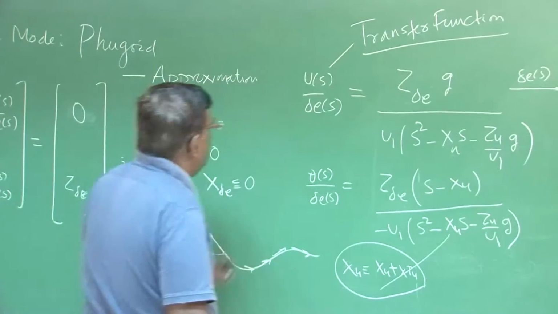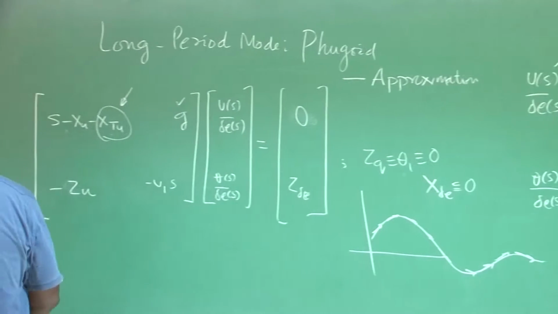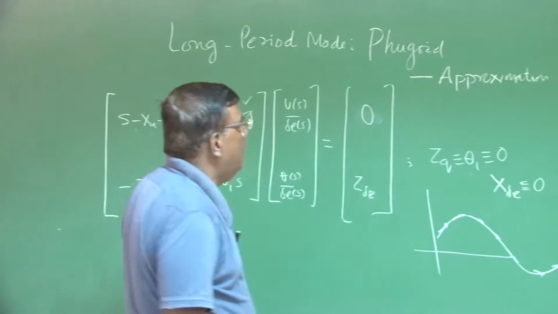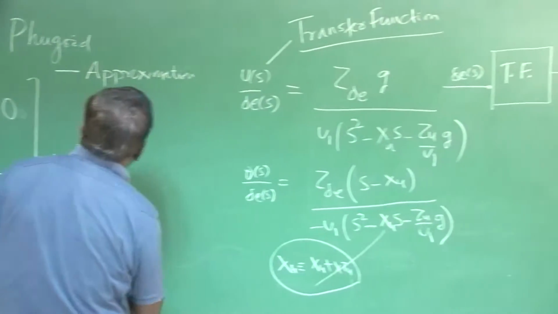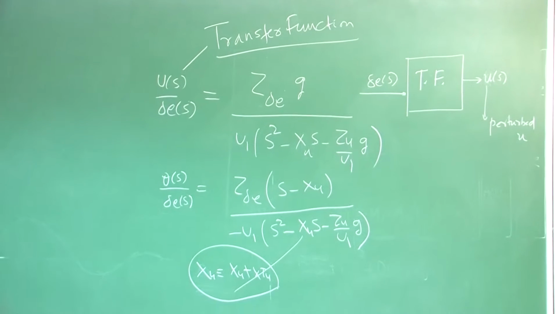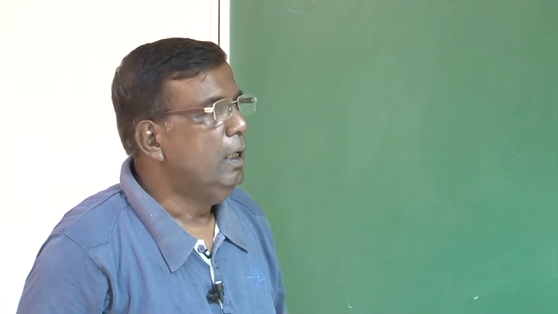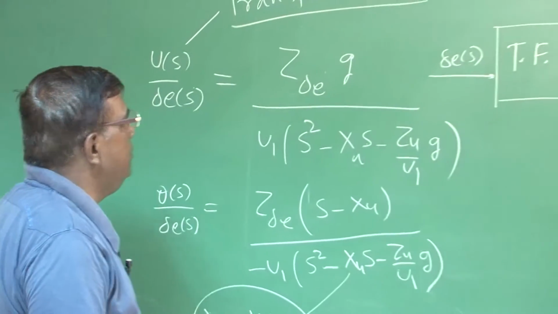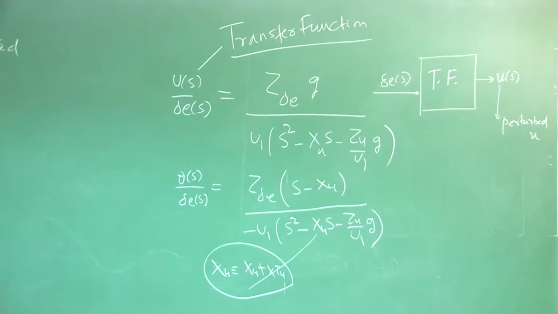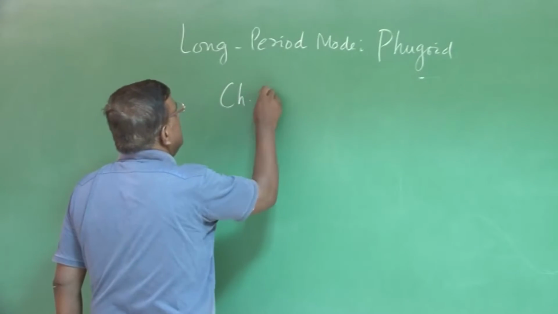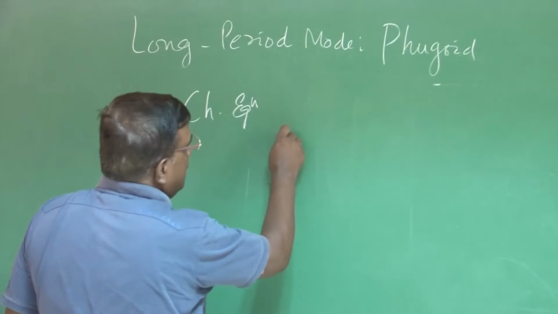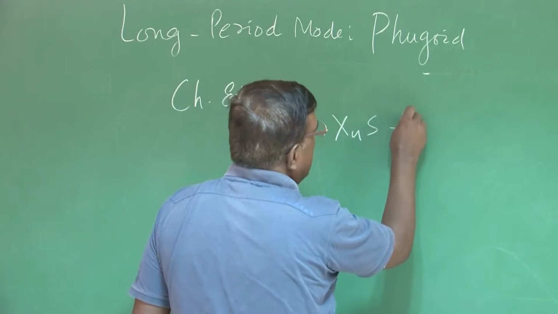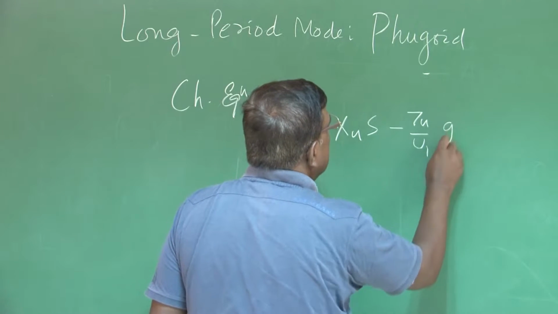Fine. Once we understand this, what is our aim? Our aim is to ask a question whether the phugoid mode is dynamically stable or not. So, how do I check? I again follow the approach which we followed for short period approximation. Our aim is to answer a question whether the phugoid mode is dynamically stable or not. And we know the characteristic equation is s square minus Xu s minus Zu by U1 into g equal to 0.